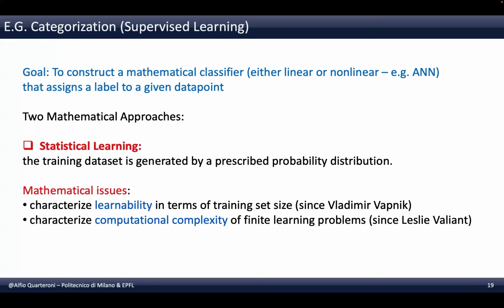For instance, artificial neural networks are nonlinear classifiers. And here, from the mathematical perspective, there are two different kinds of approaches. The first one is what can be called statistical learning. In this case, the training data set is generated by a prescribed probability distribution. And here, the most important issues from the mathematical perspective are to characterize the learnability of the algorithm in terms of the training set size. How much can we learn from a given data set? And the second one is the computational complexity. How can we estimate the computational complexity of defining learning problems?